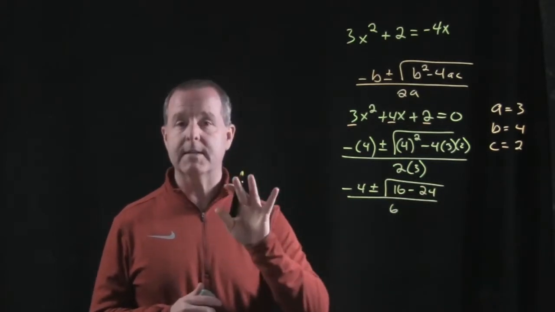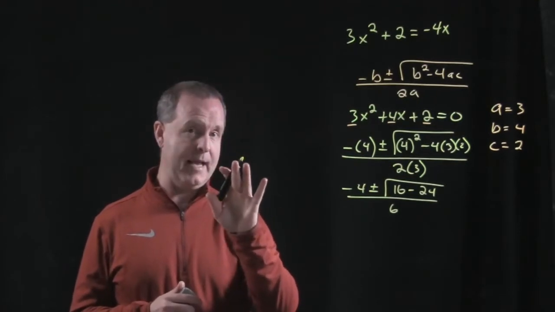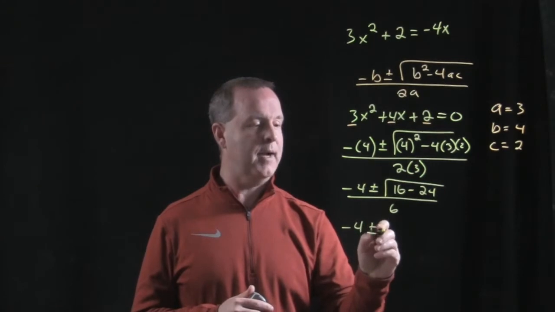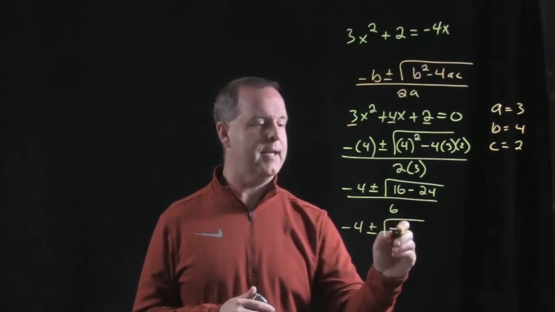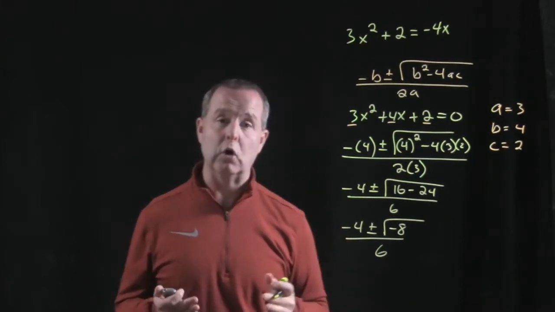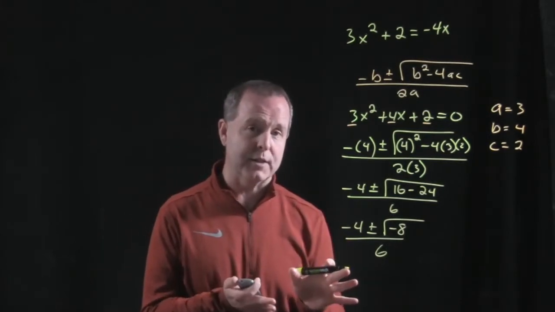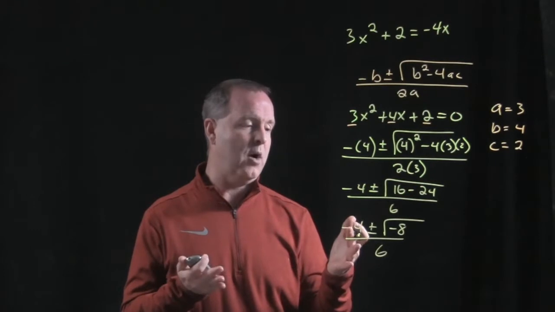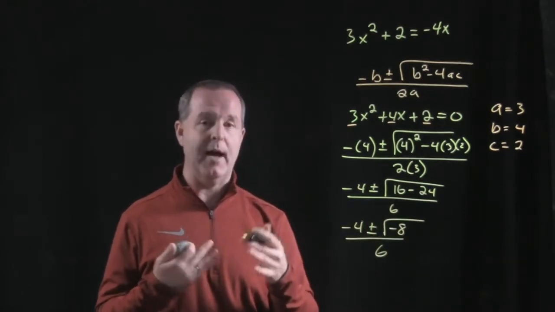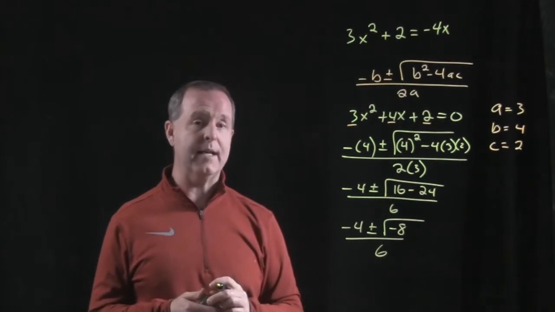All right, I'm starting to see what might happen here. Are you a step ahead of me? I hope so. So negative 4 plus or minus the square root of, yep, here it is, negative 8, all over 6. So it looks like we're moving towards a solution that's within the complex realm here. So we have to deal with this negative 8 as we simplify. How do we simplify the square root of negative 8?